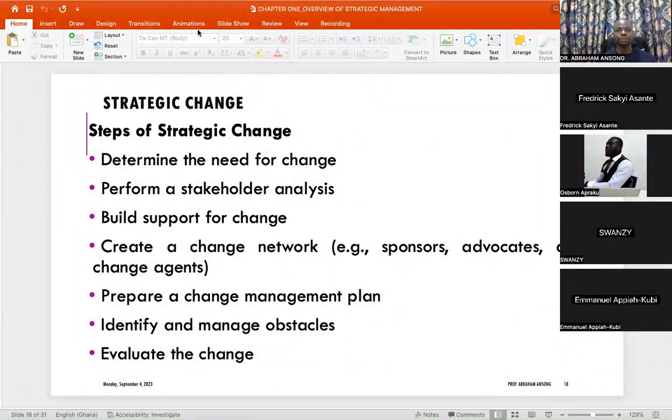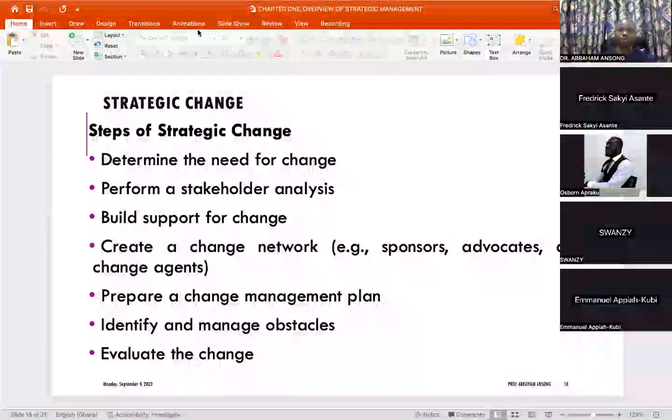All right, build support for change. As we all know, change is not something that people easily want. So if you have the mind of changing something in the organization, you need to get people that will support that. And the next point explains that. You do that by creating a change network.